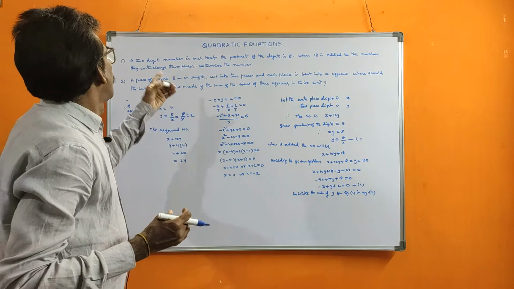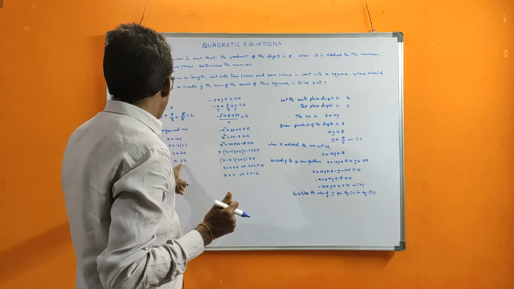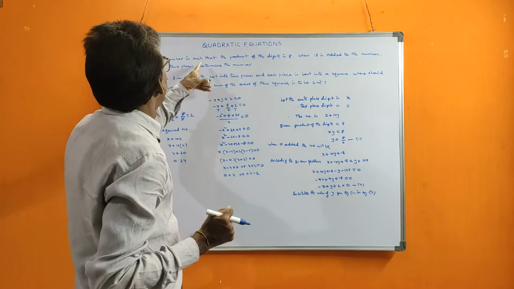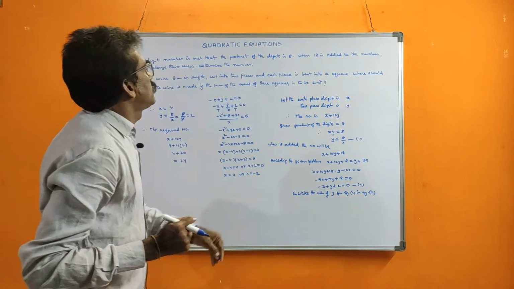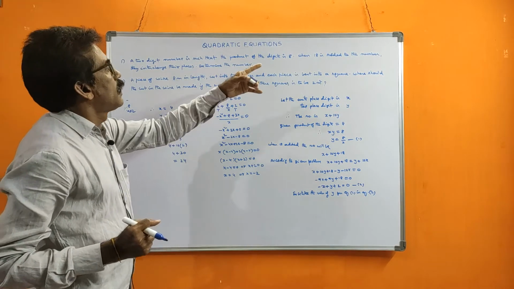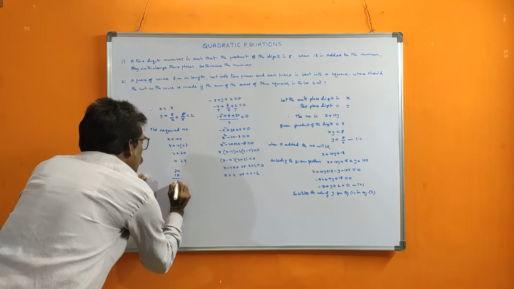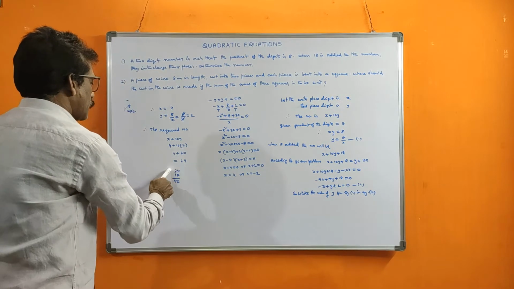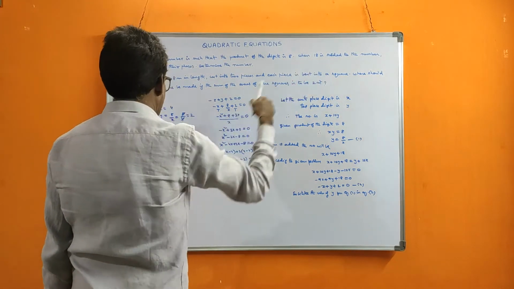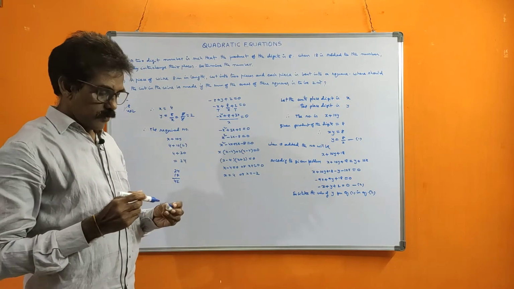So now see, once checking, see the two digits number, 2 digits only, such that the product of the digits is 8. See, digits product of 2 4s are 8. When 18 is added, the numbers are interchanged. See, the numbers interchanged.